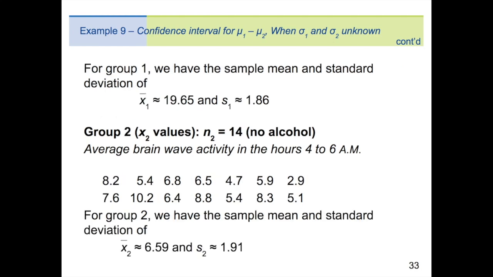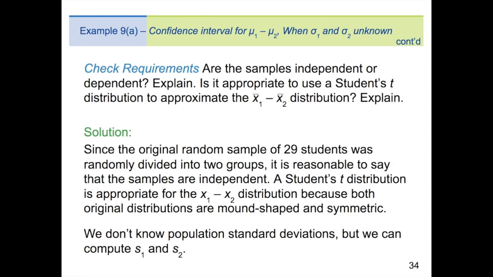So for group 1, we have a sample mean of 19.65 and a sample standard deviation of 1.86. For group 2, the average brainwave activity in the hours of 4 to 6 a.m. is below, and the sample mean is 6.59 and the sample standard deviation is 1.91. Are the samples independent or dependent? Explain. Is it appropriate to use a Student's t-distribution?